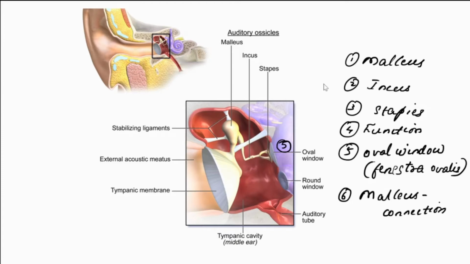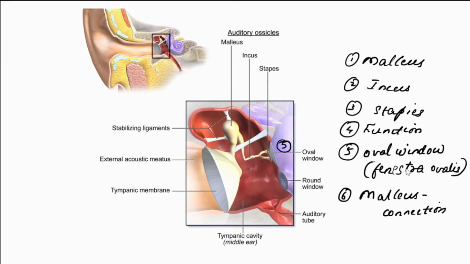So that's about the bones found in the middle ear. Which are the points that we learned here? Malleus, incus, stapes, and the function. What is this function? To transmit the vibration of sound waves to the inner ear.